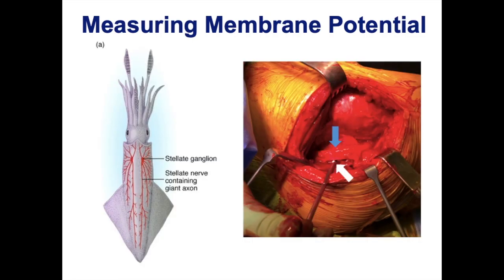So let's just take a look at the difference between an axon and a nerve. Now, a nerve is a bundle of axons and dendrites in some cases, but what they do when they do these experiments in the giant squid is they take out this stellate ganglion here, and a ganglion is a bunch of cell bodies for neurons, and these cell bodies in the giant squid have axons that extend all the way down to the end of the animal, and these nerves contain the axons.